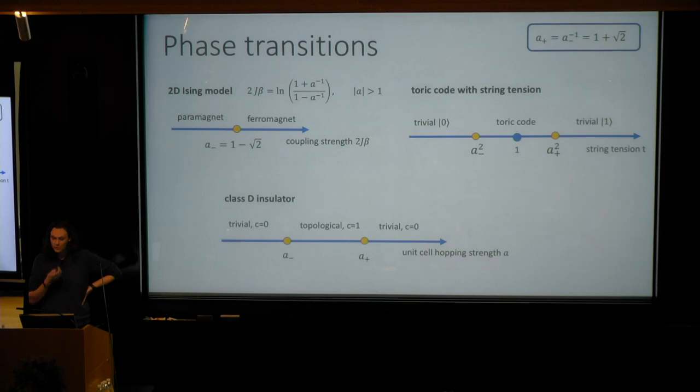And then in the free fermion model, we can either, by mapping to the Ising model or just by calculating the eigenvalues of a 4x4 matrix, again find the 2 critical points, now for the unit cell hopping strengths in this effective pseudo-Hamiltonian. We find a trivial insulator with a trivial Chern number below A minus. Then we find a topological region with Chern number 1 in the intermediate region, and then we again find a trivial region.